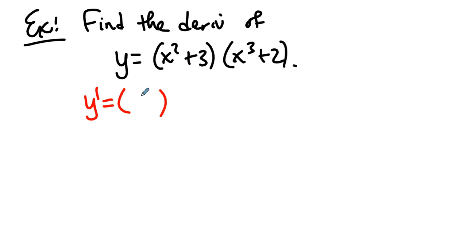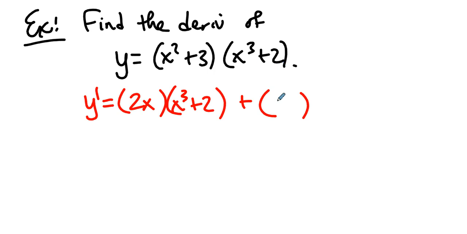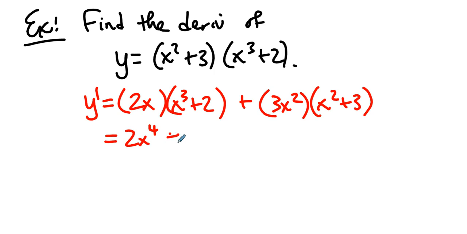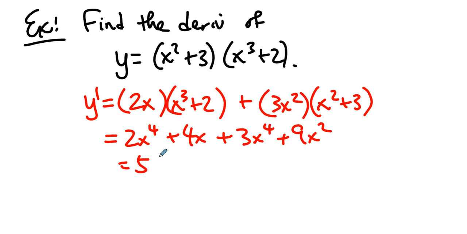It's 1 prime. Derivative of this is like that, times 2, plus 2 prime times 1. And that's not hard to put together, right? This is 2x to the 4th plus 4x plus 3x to the 4th plus 9x squared. This is 5x to the 4th plus 9x squared plus 4x.